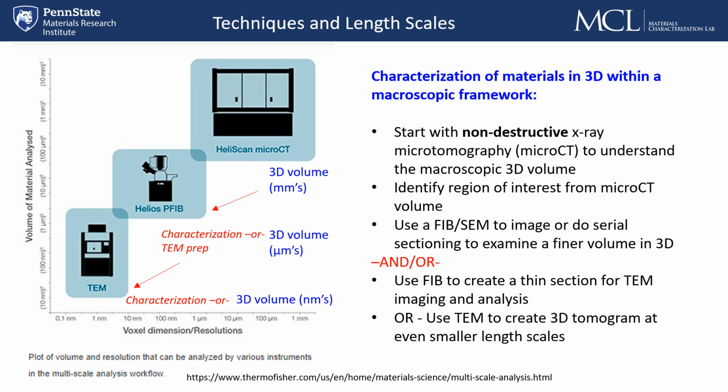And then if the micron level information that we're getting from the FIB and the SEM isn't enough, we can take it even further, and we can take it all the way down to the TEM, which is going to give us information down at the nanometer level. And often we use the FIB to first create the thin section for the TEM, and then we can do tomography in the TEM to again create a 3D tomogram that gives us that 3D volume information at even a finer length scale.